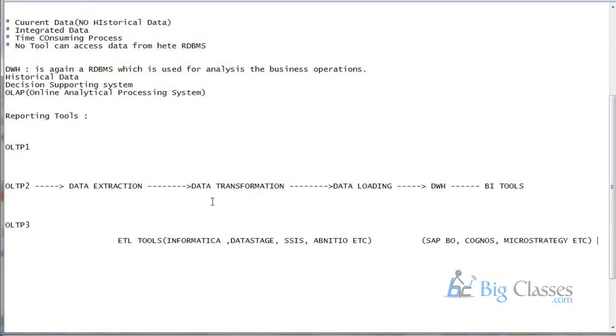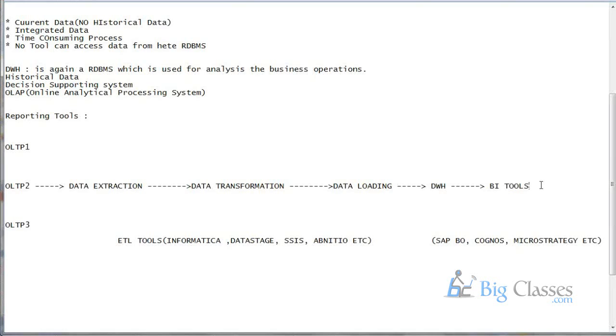So this is what happens in the data warehousing environment. Everyone says data warehousing is a technology, but it's not a technology, it's a theory, which is useful for the analysis of the business. Up to here it is called the ETL layer, and from the data warehouse to the BI tools it is called the presentation layer.